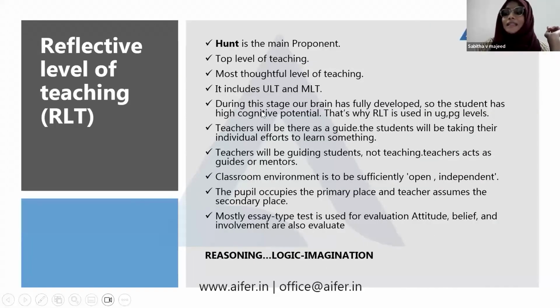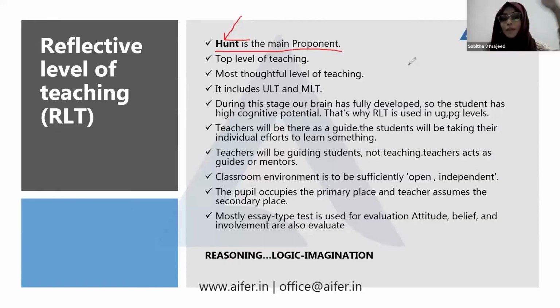Okay. Then the last level of teaching is the reflective level of teaching. The topmost level, the highest level of teaching, is the reflective level of teaching, which is otherwise known as RLT. Who is the proponent? Hunt is the main proponent of reflective level of teaching. Don't forget the name Hunt. Reflective level of teaching is proposed by Hunt.